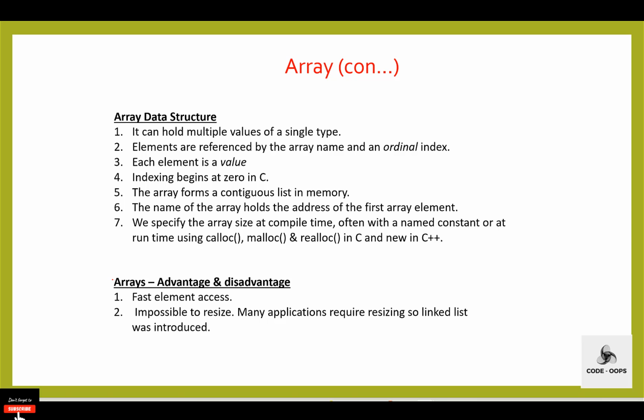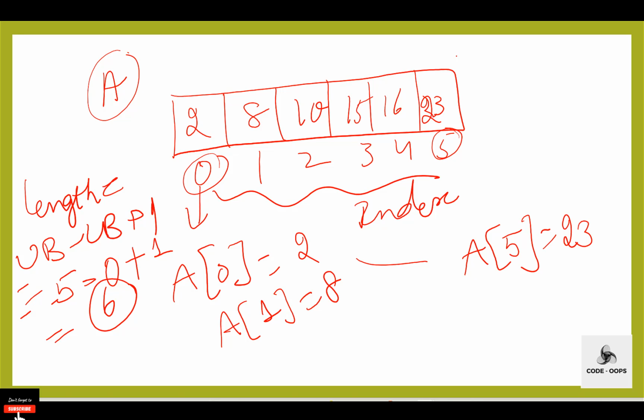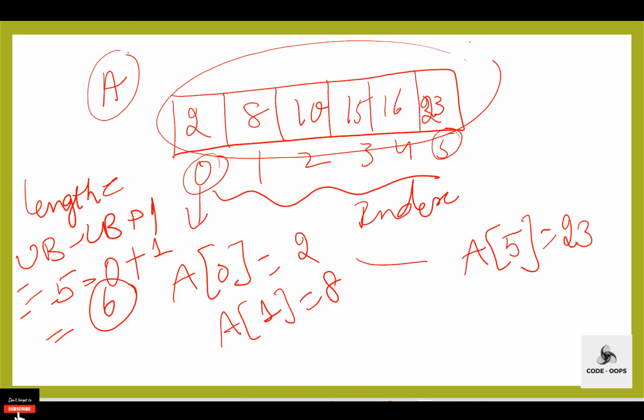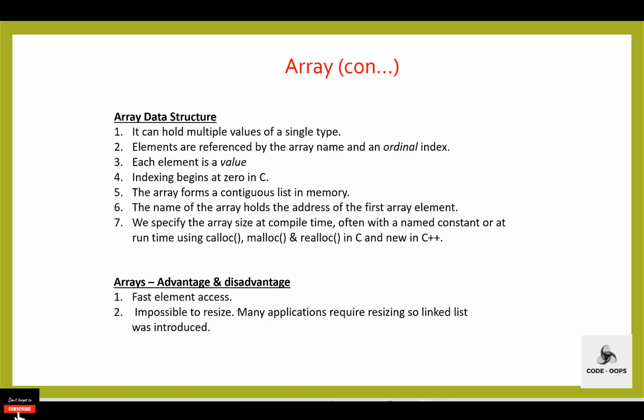An array data structure can hold multiple values of a single type. Now in this array, all the values are of integer type. Elements are referenced by the array name and the index. A is the name of the array and 0 is the index. Each element is a value and indexing always starts with 0. The array forms a contiguous list in memory, and the name of the array holds the address of the first array element.